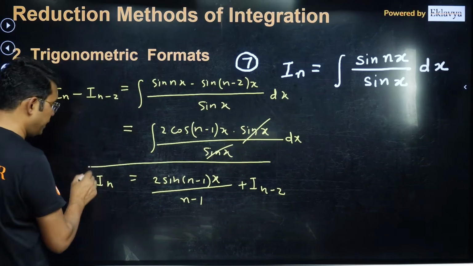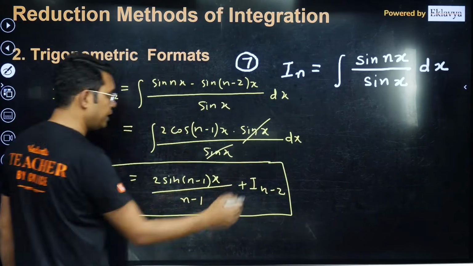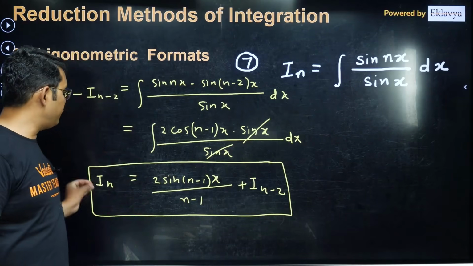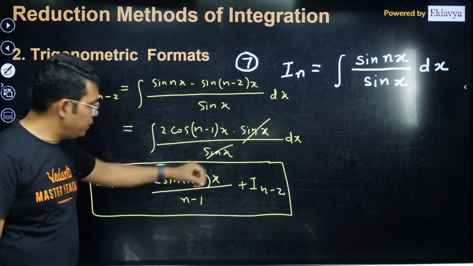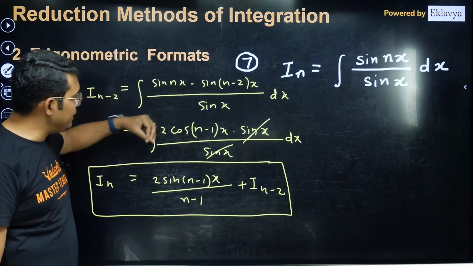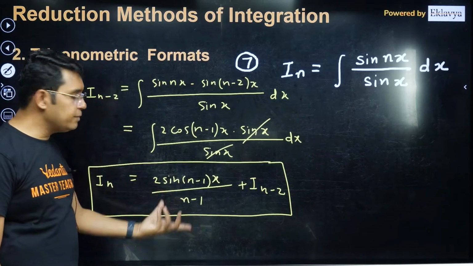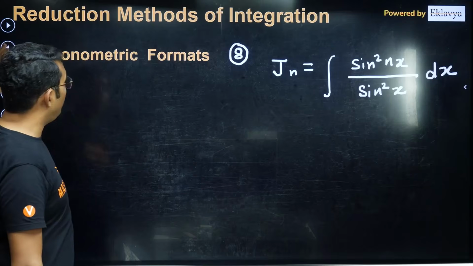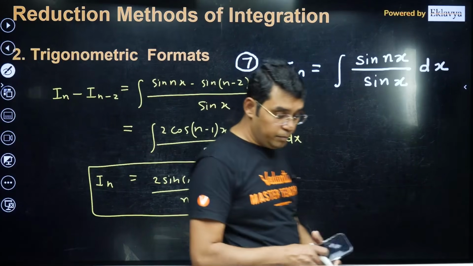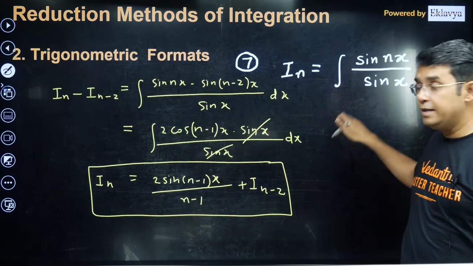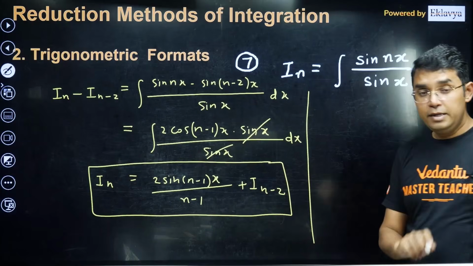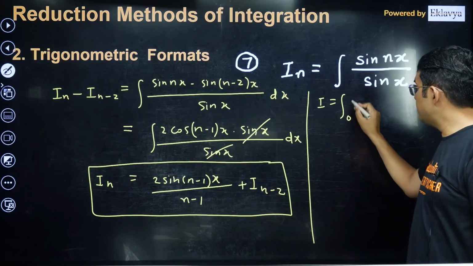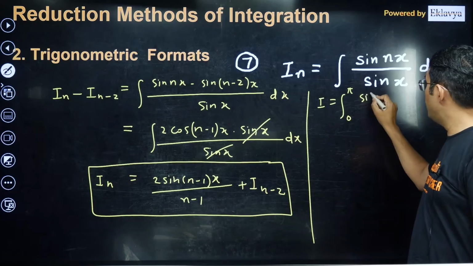Now we can repeat this thing for I n minus 4, I n minus 6. So ultimately we can find I n in terms of maybe only sine terms, or I naught terms, you can say. So this is how this is done. In fact, there is one very important part of this integral when it becomes a definite integration from 0 to pi. If it becomes from 0 to pi, then also it is very important.